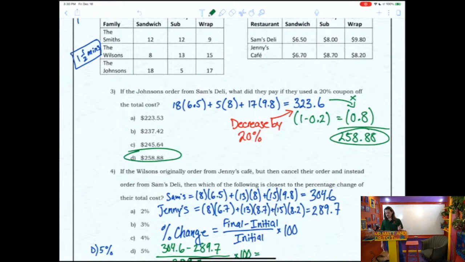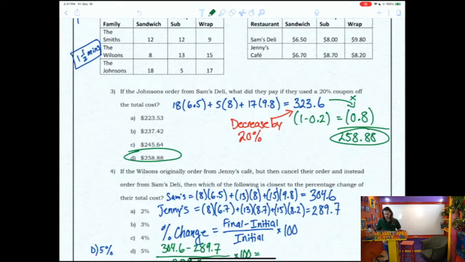So if we do that, 323.6 times 0.8 is going to give us $258.88, which is answer selection D. Now for number 4, we needed to do the same initial process in order to find our subtotals. So I'm just multiplying the number of sandwiches times their corresponding individual prices, and then adding those values up to get subtotals for each restaurant.